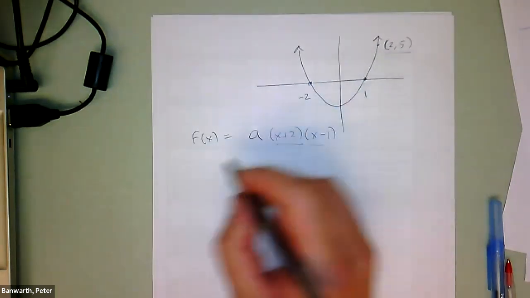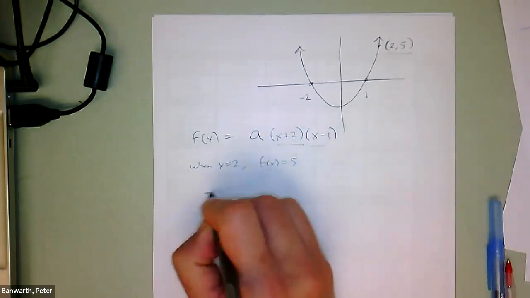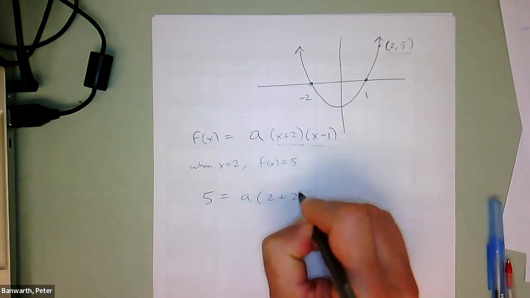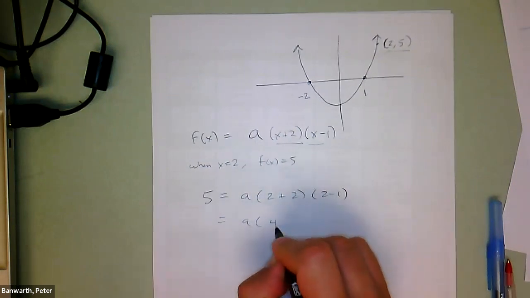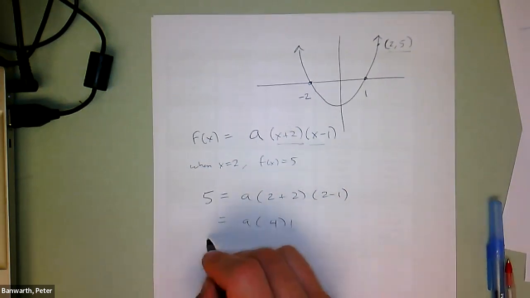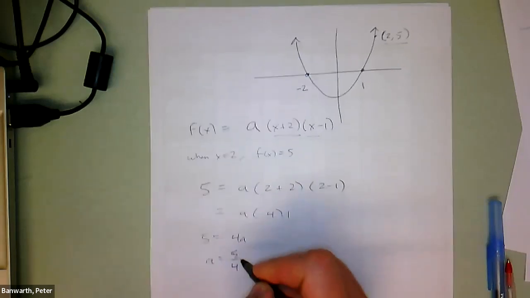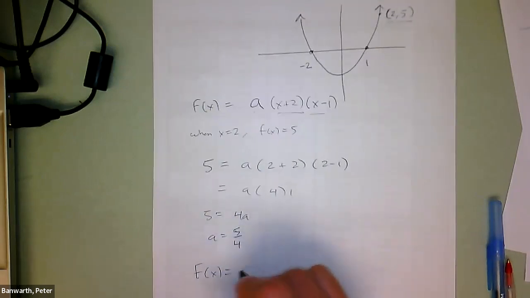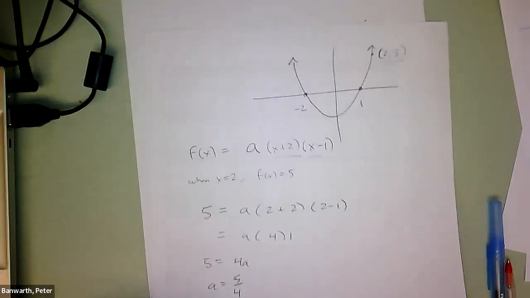Because if I put 2 into my function, when x equals 2, f of x equals 5. So f of x equals 5 when x equals 2. 4 there and 1 there. So I have 5 equals 4A, or A equals 5 over 4. And so my formula is 5/4 times x plus 2 times x minus 1. Feel free to watch this video again, watch this part again, watch the other part again to see the steps, because I went through that quickly.